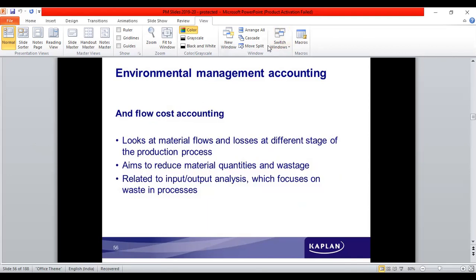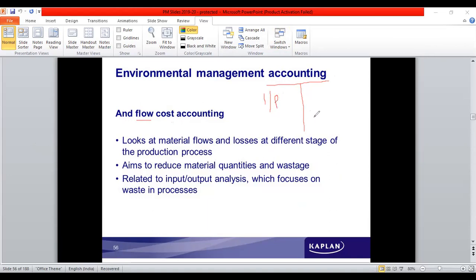Then we see flow cost accounting. So what is flow cost accounting? They are keeping a track or flow of the material. So whatever is inputted, we look into that. Whatever is the input of material, that should come out as the output. But does it happen all the time?